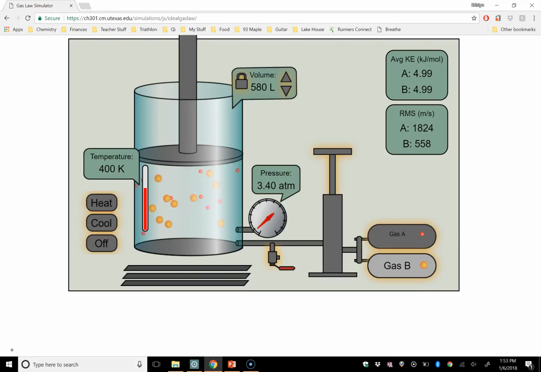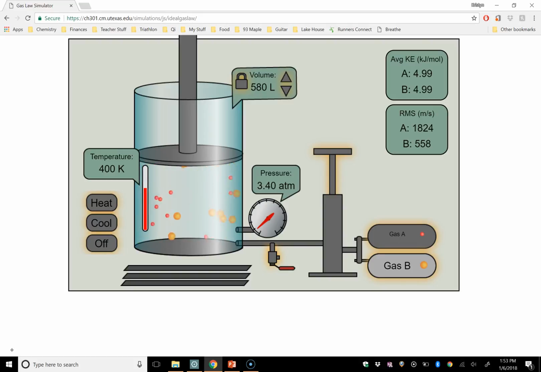Yeah, it looks like the red atoms are hitting the sides of the piston a whole lot more frequently than the orange atoms are. If you think about it, in order for a balloon to deflate, you need your gas particles to come in contact with the side of the balloon and hopefully hit one of those little pores so it's able to escape.